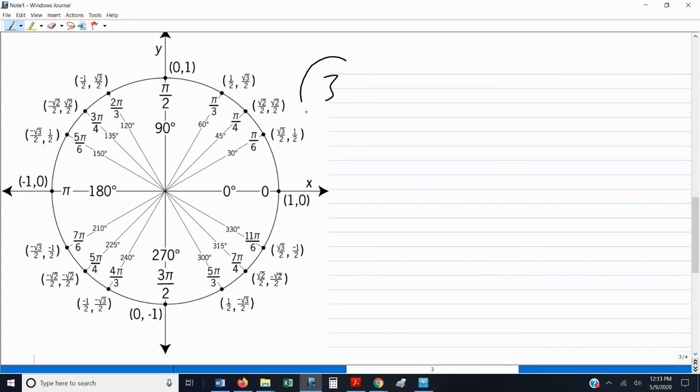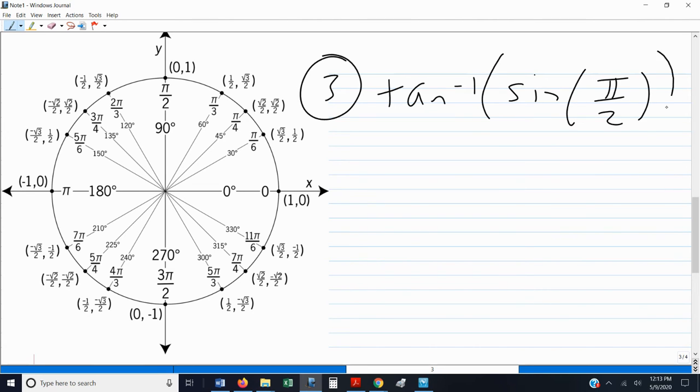So number 3, inverse tangent of sine of π/2. Okay, so we're starting with the sine of π/2. So you're finding π/2, and you're taking the sine there, or the y value, which is 1.